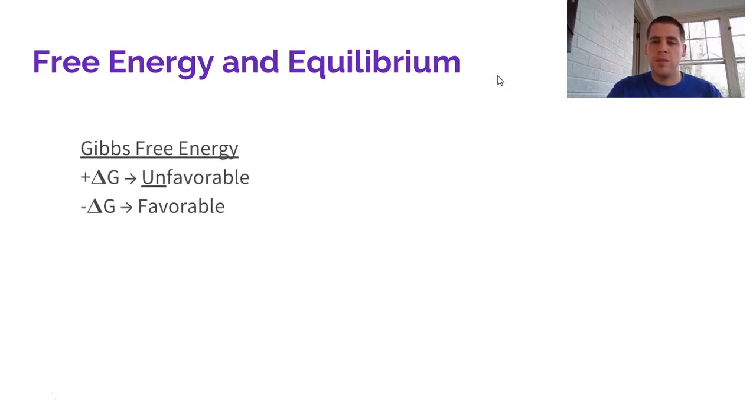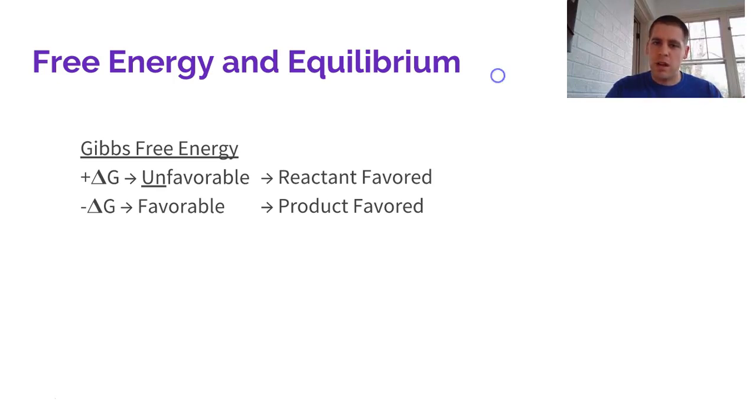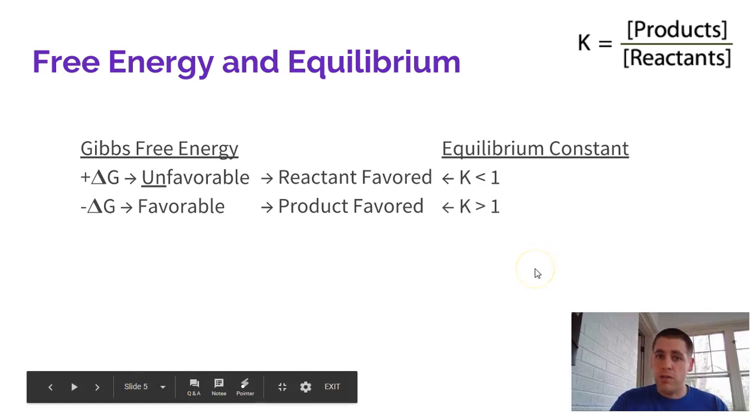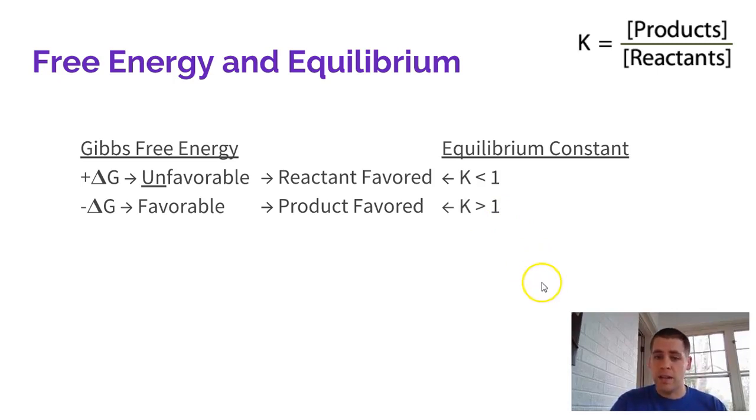Okay, so we can think about Gibbs free energy as being unfavorable or favorable. You could also think of that as being reactant favored or product favored, right? And using that terminology kind of brings back memories of equilibrium. Remember that equilibrium is basically a measure of how much product you have relative to how much reactant you have. And so we can actually connect the K value to this. If you have a positive delta G, then that's going to be similar to if you have a K value that's less than 1. Remember that K is never negative, it's always positive, but less than 1 means it's reactant favored. Greater than 1 means that it's product favored.